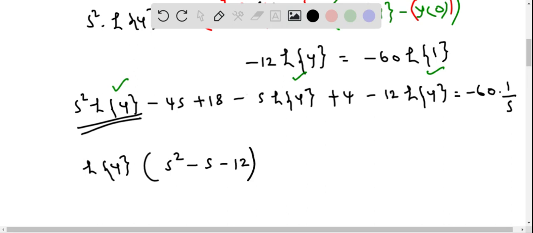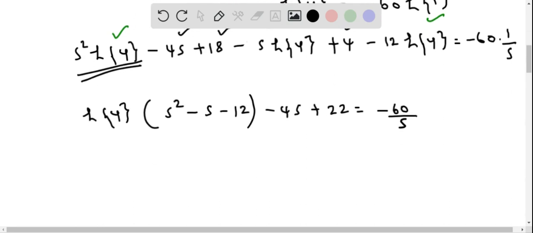So we have taken care of these three terms, and then we have this negative 4s. So I put negative 4s. This positive 18 plus 4 is positive 22. So this equals a negative 60 over s.